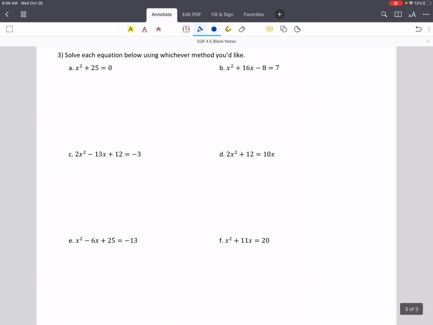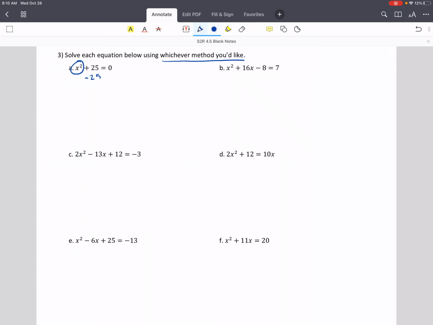Also read the directions to see what they want you to do. That's really important. If it tells you to factor, you should solve by factoring. Or if it tells you to complete the square, you should solve by completing the square. In this situation, we can solve whichever method we want, which means the world is your oyster. So I'm going to look at part A here, and in my opinion, the easiest way, I see just an x squared over here. So I think solving by square root is a great idea.